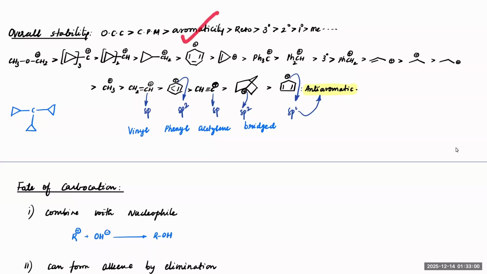Then we have aromaticity, showing an aromatic ring forms. Then regular resonance, which includes triphenyl, diphenyl. Then we have 3 degree, 2 degree, 1 degree. One exception is benzyl, which is slightly lesser than 3 degree. Then allyl, 2 degree, 1 degree, and so on.